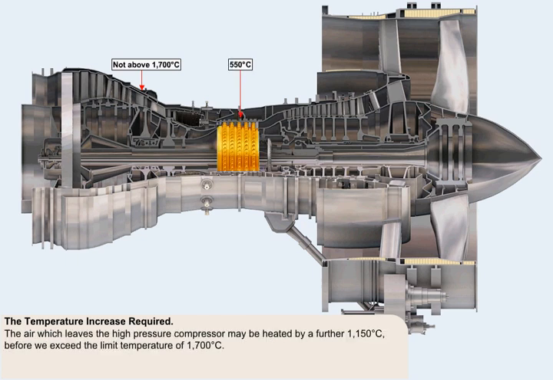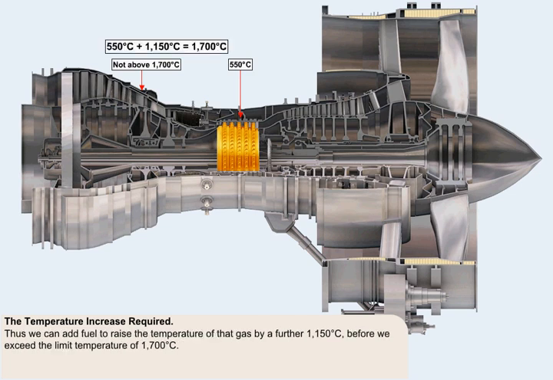Considering that the air which leaves the high-pressure compressor may already have been heated to around 550 degrees Celsius during its compression, we can add sufficient fuel to raise the temperature of the gas exiting the combustion chamber by a further 1150 degrees Celsius, before we exceed the limit temperature of 1700 degrees Celsius.